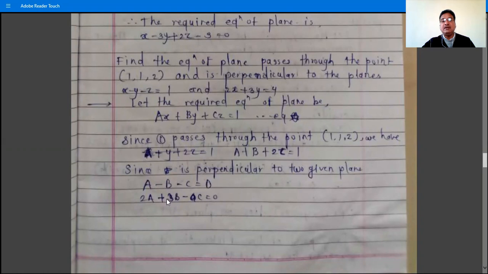So these are equation numbers 2 and 3. Then solve equations 1, 2 and 3 for capital A, capital B and capital C. So write this equation as 2A plus 3B plus 0C, because the coefficient of z is 0, is equal to 0. Solve equations 1, 2, 3 for A, B and C, and substitute these values in equation star; we get the required equation of the plane.